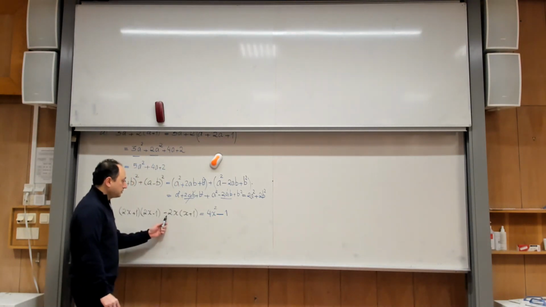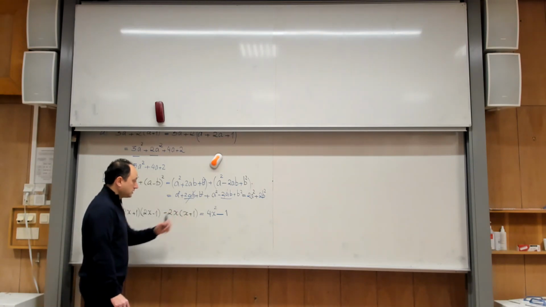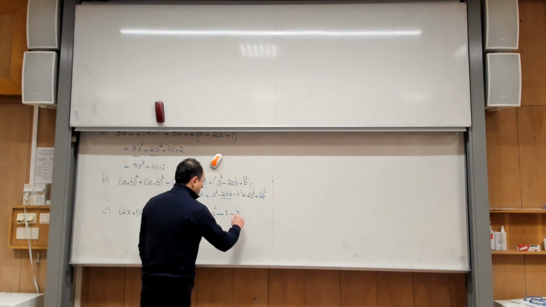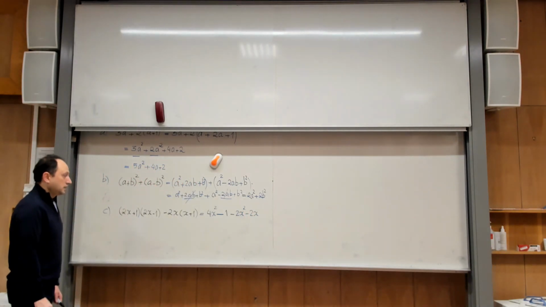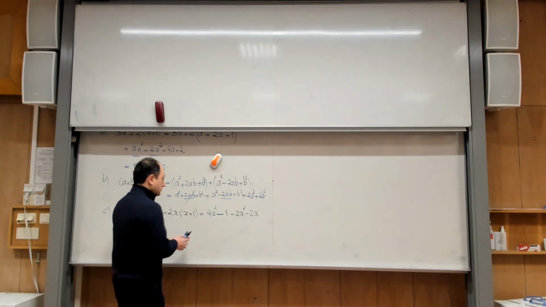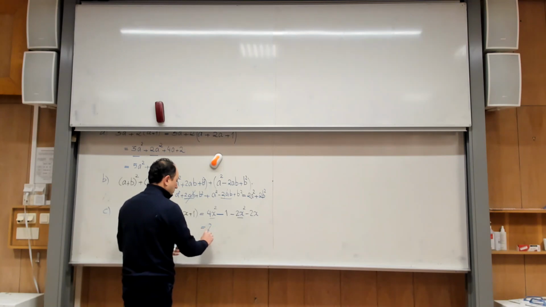And then I multiply this minus 2x in. Be careful, this minus sign will affect this one as well as this one. So this becomes minus 2x squared minus 2x. And now you see that there are similar terms involved, this one and that one. So this becomes 2x squared.